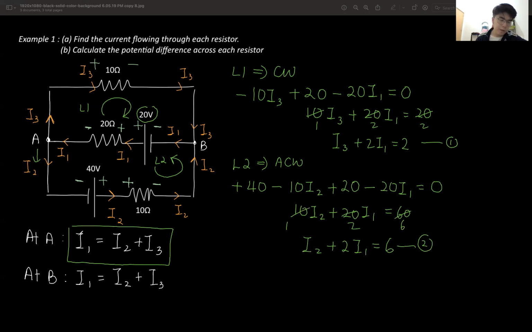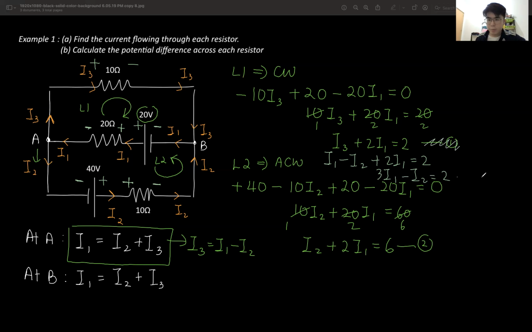My Kirchhoff's law. So I can express the I3 in terms of I1 and I2. Okay, so that means I can put it like I3 equals to I1 minus I2. Put it inside here, I get I1 minus I2 plus 2 I1 equals to 2. So 3 I1 minus I2 equals to 2. Let's just call this equation 1.